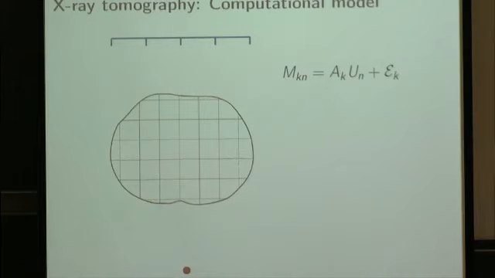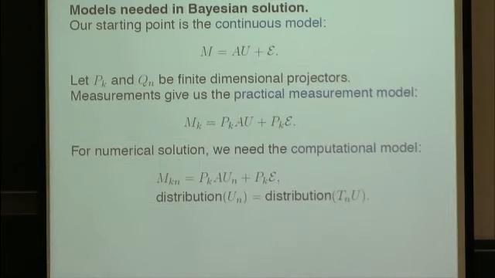So here is the recall of this in the general case. We assume that I have a projector Pk and a projector Tn. We have this continuum model where nothing is discretized. Then we have the practical measurement model where I have discretized the measurement. I operate with the projector Pk. Sorry, here should be Tn, not Qn. So I have to change the notation here.